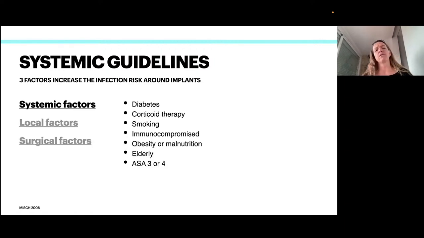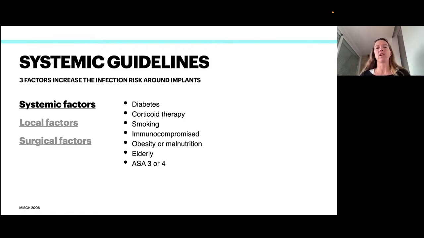When we talk about systemic factors, we have to understand diabetes, and if we have a controlled patient, try to diminish the smoking habits of your patients, know if he's taking corticoid therapy, if he's immunocompromised, how is the nutrition, if he's obese. So all these factors, from diabetes to being an ASA 3 or ASA 4 patient, of course, will increase the risk of infection around your implants when compared with a normal patient that does not have these systemic conditions.